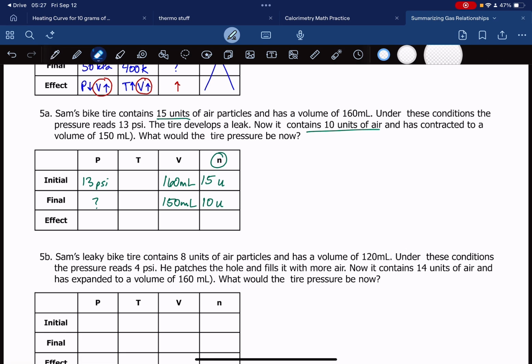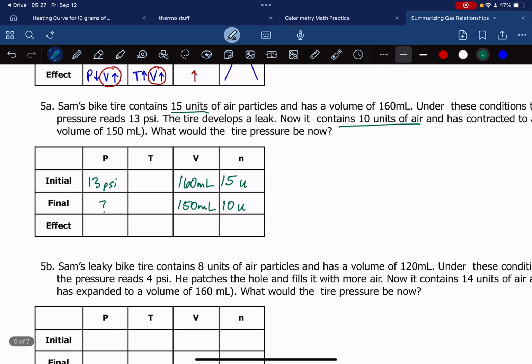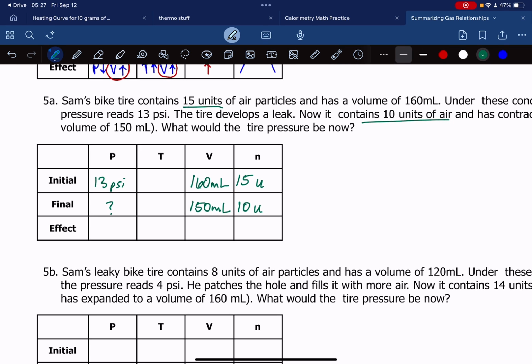All right. So this one's gonna be a little different because there's something interesting going on here. We have to decide what effect my volume change and my amount change have on pressure? So we'll do that in our effect row. I can see that volume is going down. And I know that when volume decreases, remember that we are restricting the amount of space that those particles have to move around in. So when volume decreases, that makes pressure go up.